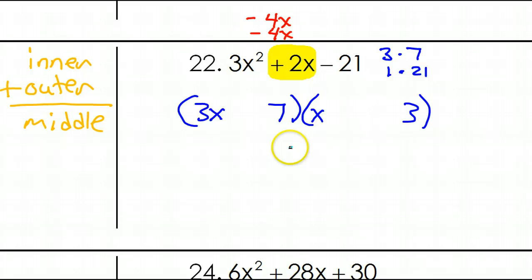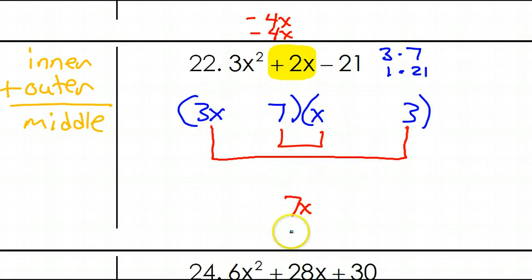Now, inner plus outer equals middle. Inner, I have 7x. Outer, I have 9x. I'm multiplying. And inner plus outer must equal the middle, the 2x. Is there a way I can get a positive 2x out of this if I pick the signs right? Sure, if I make this a negative 7 and I make this a positive 9, that will give me a positive 2x. So there's my negative 7, and positive 9 will come from this 3 being positive because that's the outer.